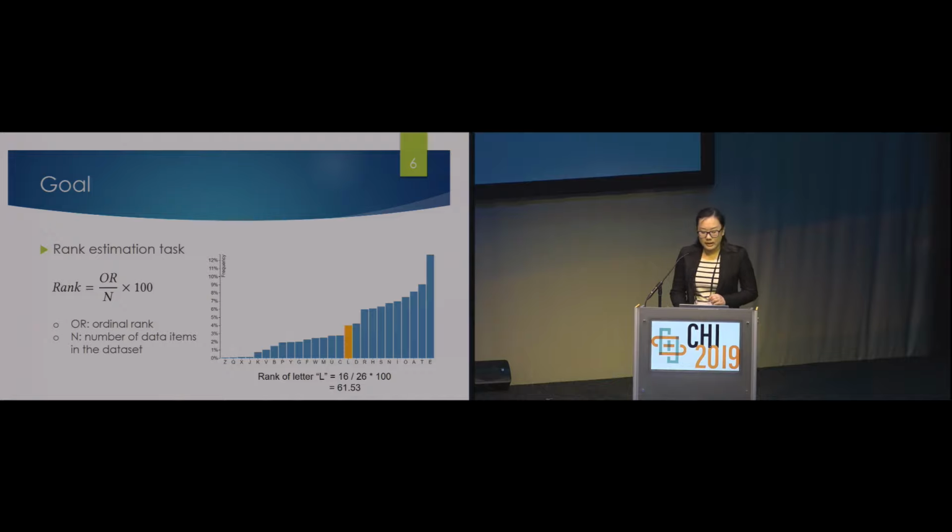We chose the rank estimation task as a test bed, as it is a task highly related to a bar's height. In our study, we defined the rank to be the ratio between the ordinal rank of the target bar and the total number of data items. For example, in this figure, the rank of the highlighted target is calculated to be 61.53.